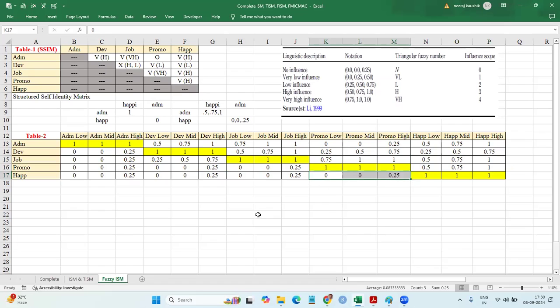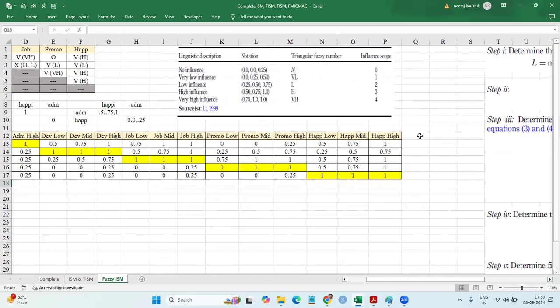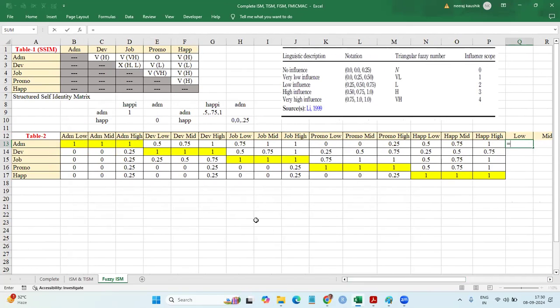Now, how will we go ahead? First, find out the minimum value. Let me do the calculation first. No, first get the sum of all the low values, all the mid values, and all the high values. Get the sum of all the medium, low, and high values.